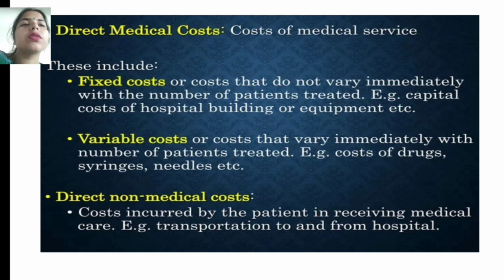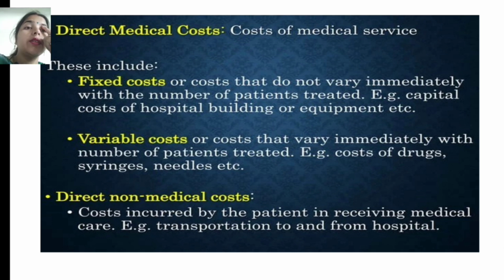Direct medical cost is the cost of medical services. These include fixed costs, or costs that do not vary immediately with the number of patients treated. Examples are the capital cost of hospital buildings or equipment. Next is variable cost, or costs that vary immediately with the number of patients treated. Examples are the cost of the drug, syringes, needles, etc.